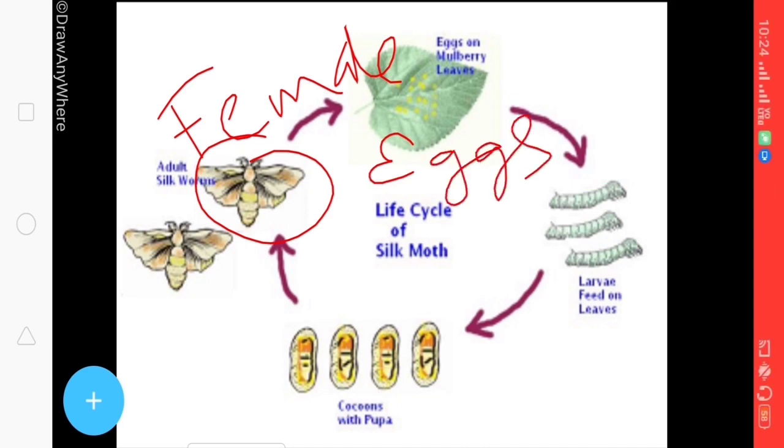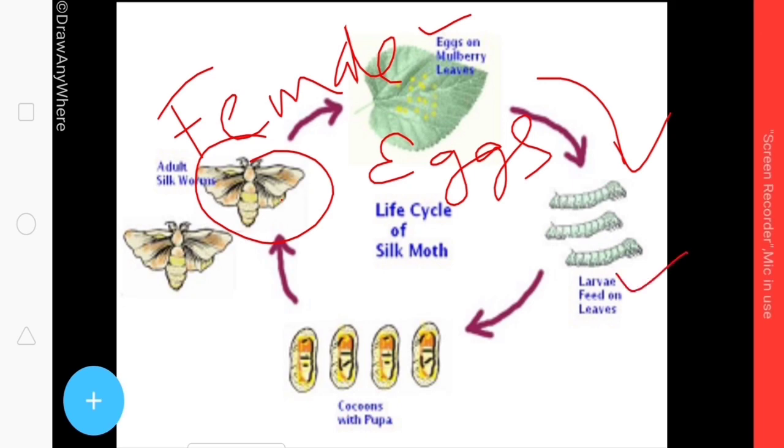Here you can see the leaves, and on the leaves we can see some yellow dots. These dots are eggs. Who is laying the eggs? The female silk moth. Now when these eggs are fully grown, they will hatch into larvae. They will now come to the next stage. And what is the next stage? The next stage is larvae. They will grow into larvae.